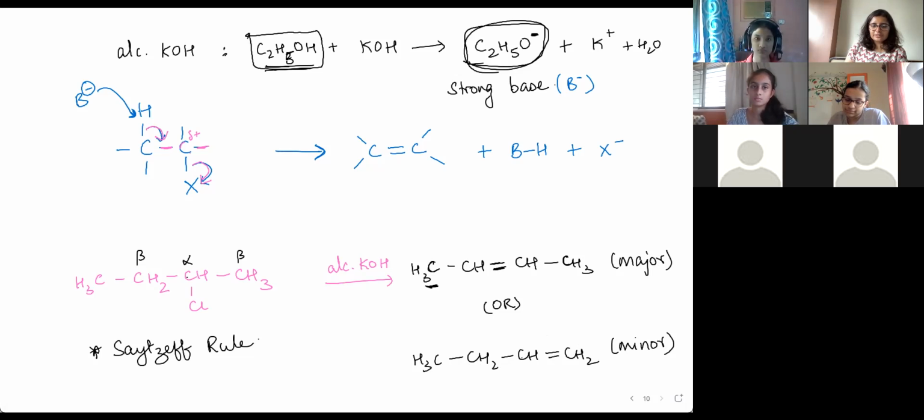If you want a revision of Saytzeff rule, the preferred alkene is the one with more alkyl groups attached.